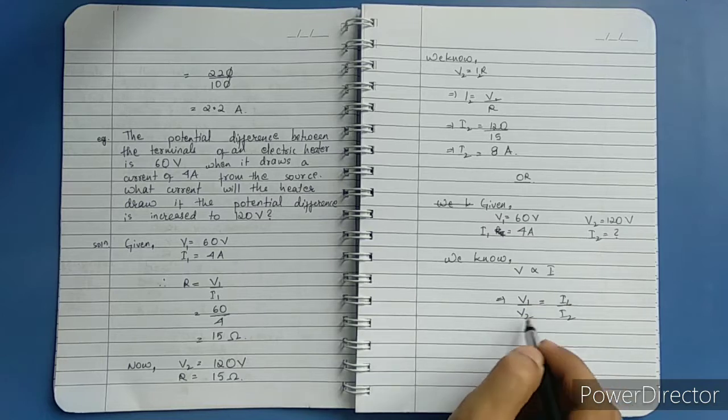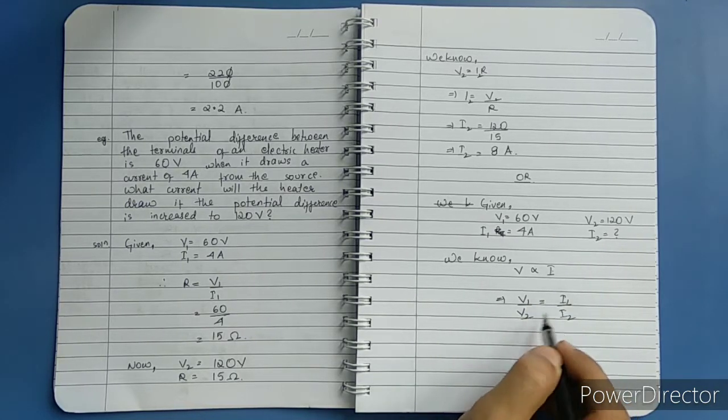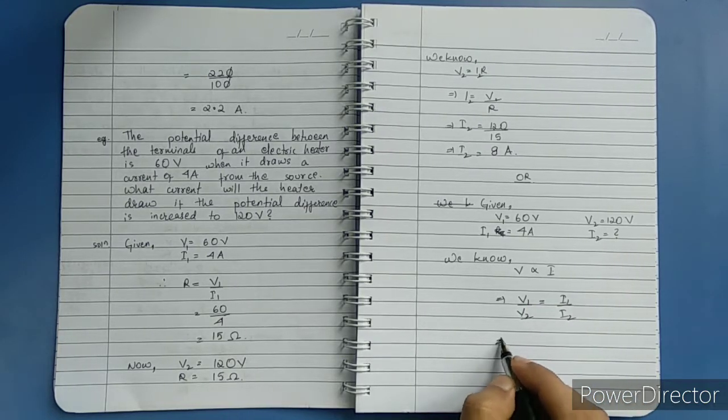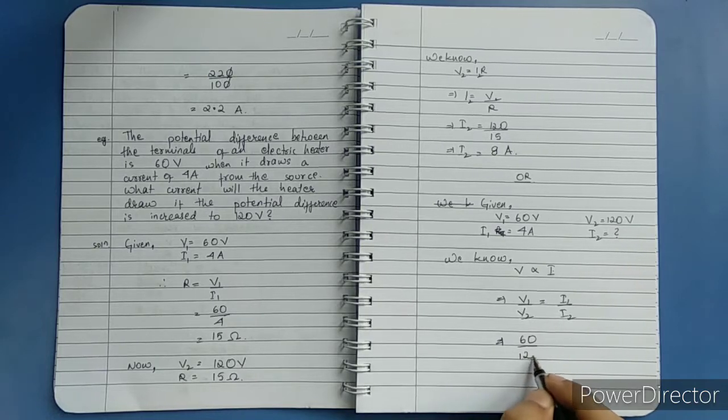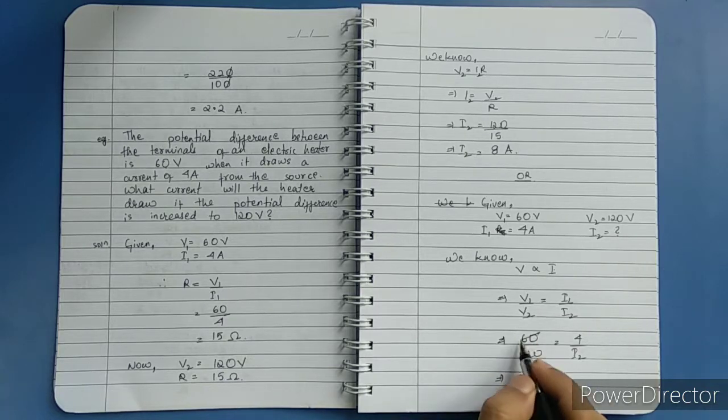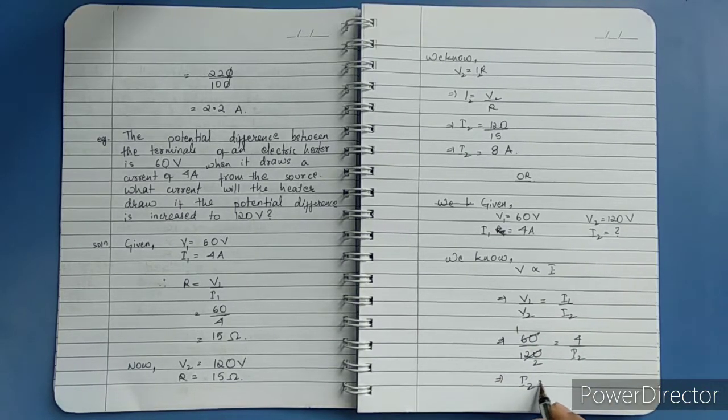So we'll have the 1s in the numerators and the 2s in the denominators. V1 is 60 by V2 120 equals I1 4 by I2, question mark. So I2 equals 4 into 2, which is equal to 8 ampere. We can do it this way as well, because V is directly proportional to I and the resistance is not changing. So for constant resistance we can use V directly proportional to I as well.